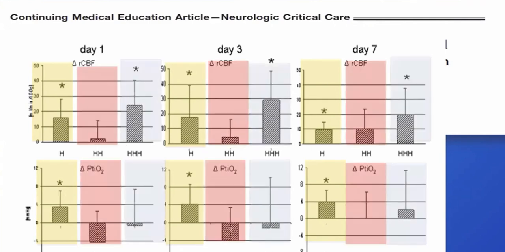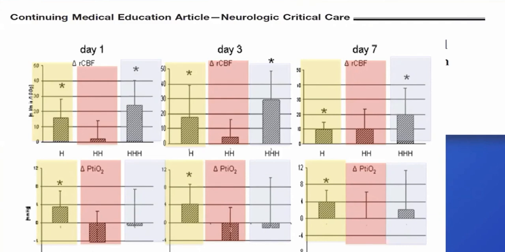And what we can notice from this study is that regarding the cerebral blood flow, the triple H, but even hypertension alone, is able to increase the cerebral blood flow. But if we look at the cerebral oxygenation, hypertension alone is statistically correlated with the increase and improvement of cerebral oxygenation.